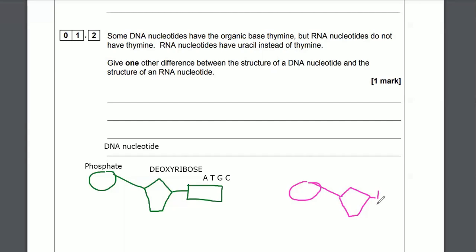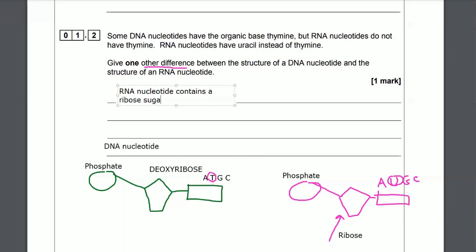Well, what's the difference with an RNA nucleotide? The RNA nucleotide, as we've been told in the question, so we don't get a mark for this, has uracil instead of thymine as one of its bases. They both have a phosphate group, so we can't put that as an answer. And they both have a pentose sugar, but there is a difference in the pentose sugar. The RNA nucleotide has ribose sugar, whereas the DNA nucleotide has deoxyribose. So our answer, and only answer for this question, is that the RNA nucleotide contains a ribose sugar, whereas the DNA nucleotide contains a deoxyribose sugar. And that's the only possible answer for this question.